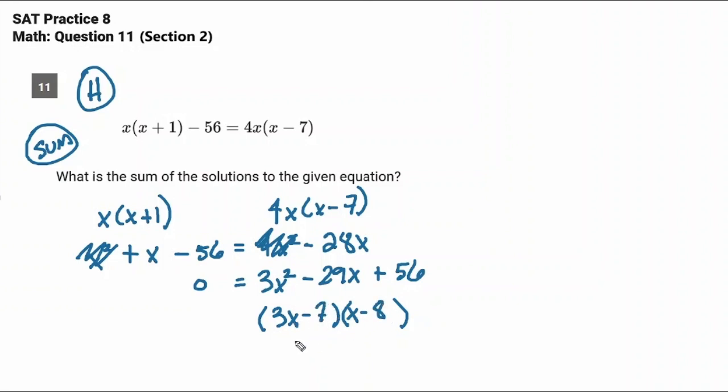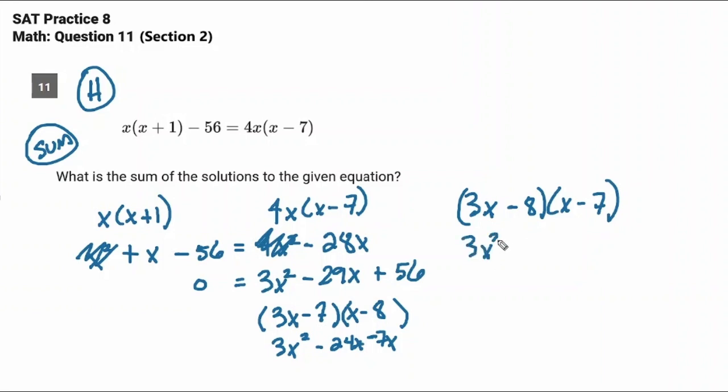So 3x times x, 3x squared, FOIL it back. 3x times minus 8, that's minus 24. x times minus 7x, okay, that's minus 31x, that's not going to work. I did that on purpose because I want you to see that you can just try something else. Try this. 3x times x, 3x squared, minus 21x, minus 8x, that's minus 29x, that's what you wanted, plus 56. Okay, so those are the answers.